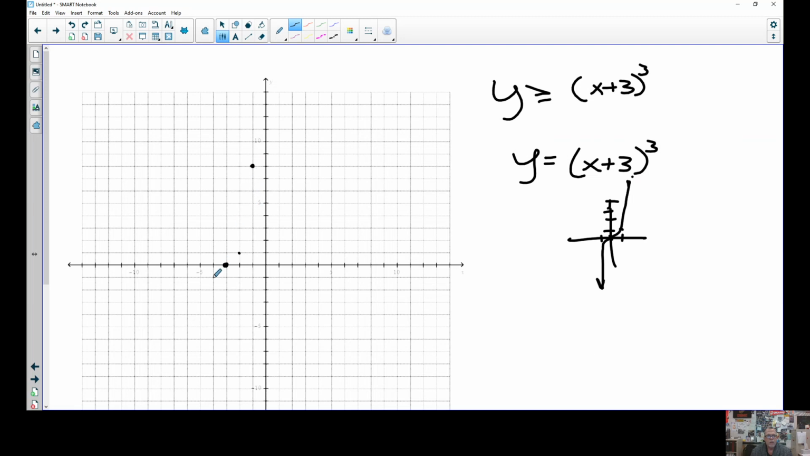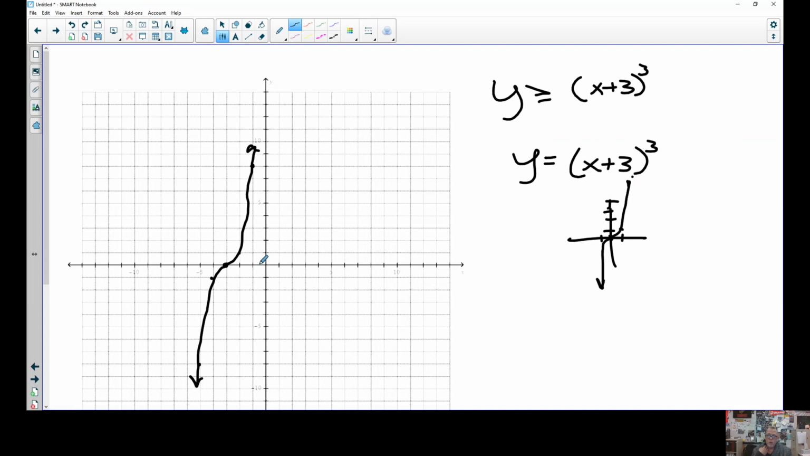Right? Back 1, down 1. Back 2, down 2, 4, 6, 8. So we'll have something like this. This is going to be a solid line. Whoa, and wavy because I'm drawing again. I've got to get used to drawing on this. It'll get better. So we're going to have that.